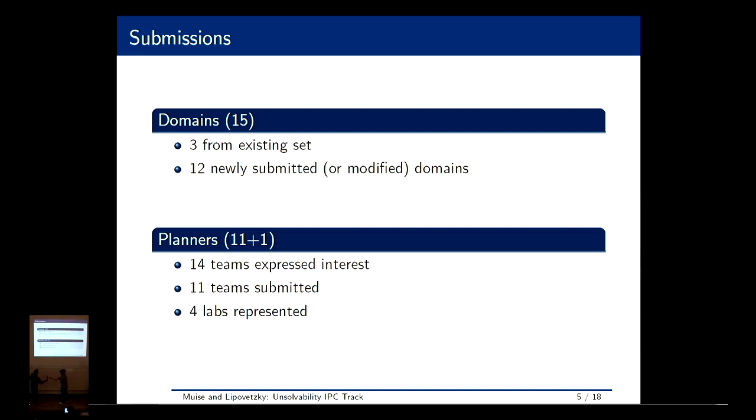So in total, we had 15 domains. Three were inspired by existing domains that we took just from the IPC. And we had two new domains, which is great because we were a bit afraid that we wouldn't get any. Planners, we had 14 teams that expressed interest at the end, 11 teams submitted. And among those, we had a representation of four different labs.